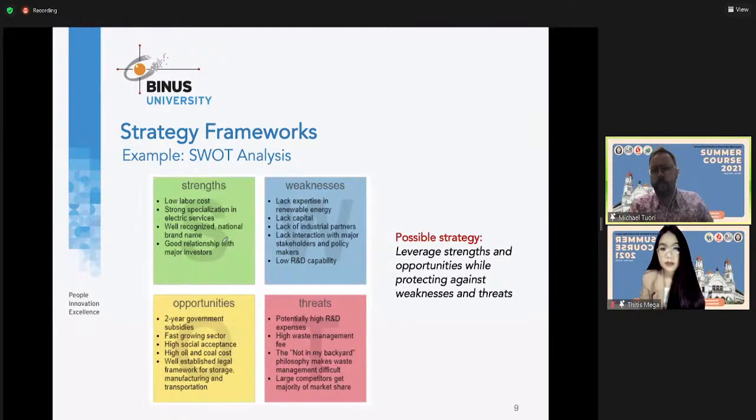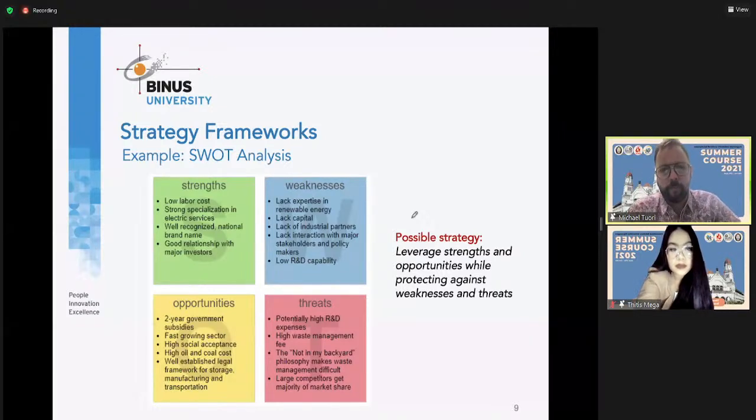How many of you have heard about SWOT analysis? This is an example of a framework that's used in business strategy. Has anyone ever used a SWOT analysis before? Okay, Sandra is familiar with it.